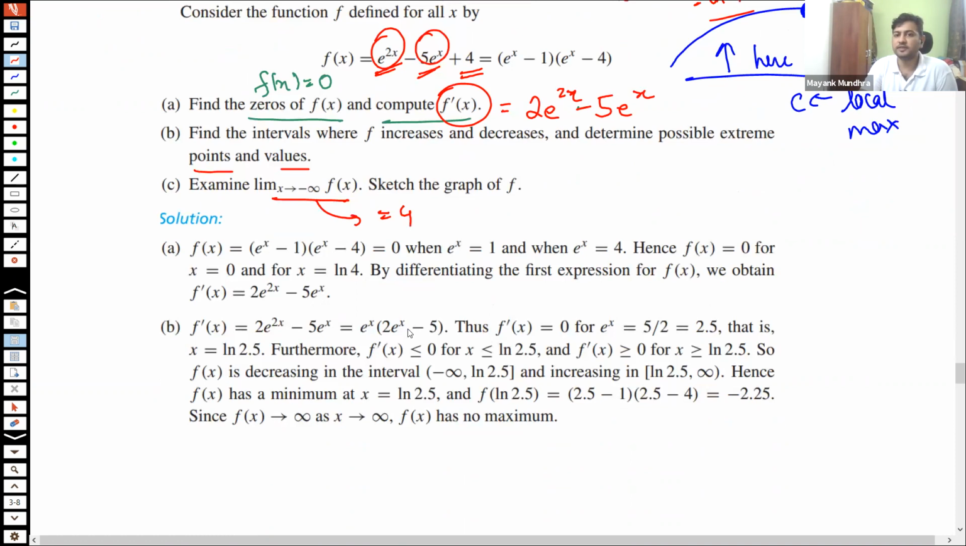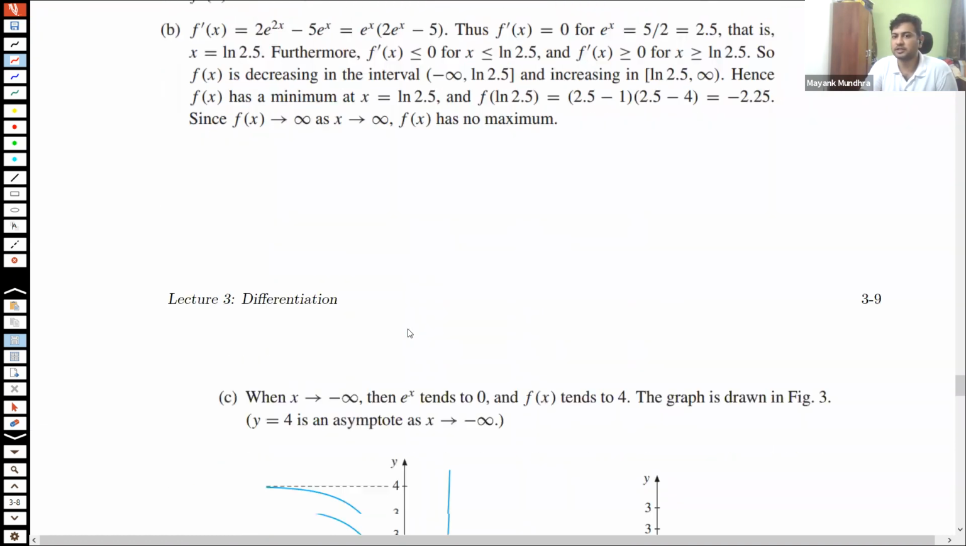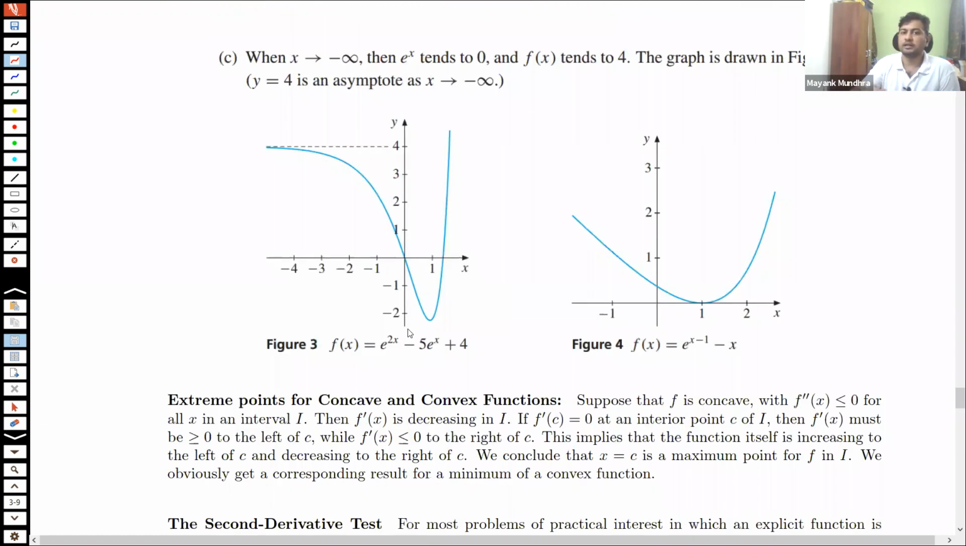So the graph of this function can be plotted just by this information: at log 2.5 you get a minima. Here the function is decreasing and here it's increasing. And as you go towards negative infinity, the functional value will go towards 4. So this much information is sufficient to plot the graph of this function.